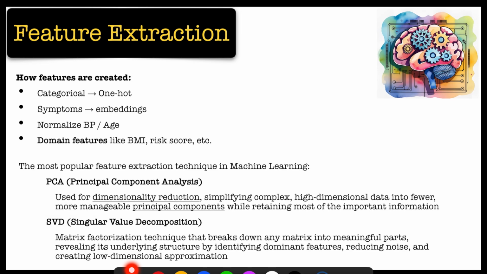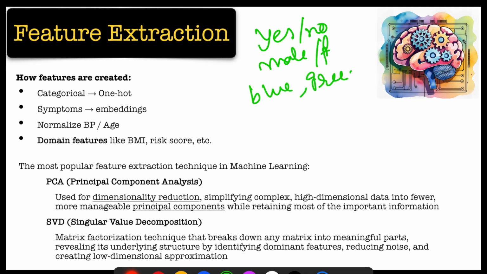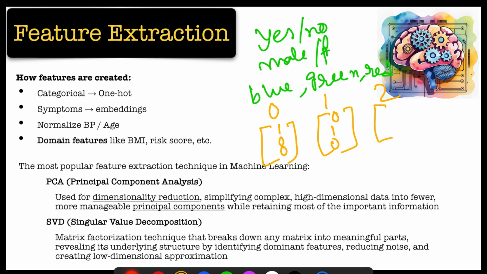Now, how are features created? If we have categorical data, let's say yes or no, male, female, or colors like blue, green, red, how will we represent that data? We represent it either by sequence or one hot encoding. So, blue can be 100, green can be 010, red can be 001.